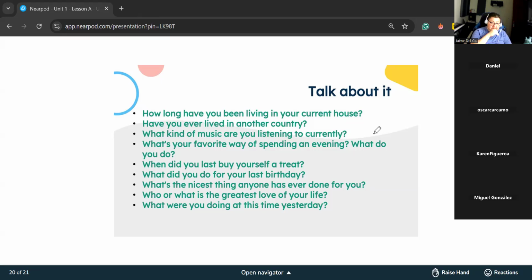Teacher, excuse me. What is "way of spending"? Spending es pasar. Spend is gastar cuando hablas de dinero, but spend is also just to pass time. So what's your favorite way of passing the time at night or in the evening? So what do you enjoy doing in the evening? It's another way of asking the same question.